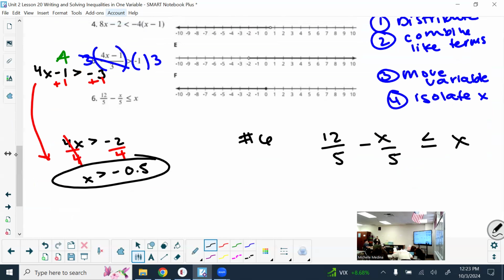Okay. So do I need to distribute in this one? Nope, no parentheses, no distributing. Do I need to combine like terms? If you are thinking of making it like this, since these do have the same denominator, you could do 12 minus x over 5, you could combine those technically. You don't really need to in this one, but normally you combine like terms. I do need to move the variable to one side.